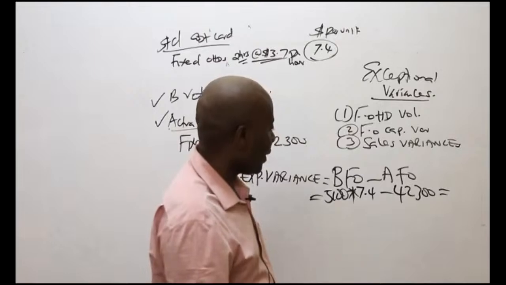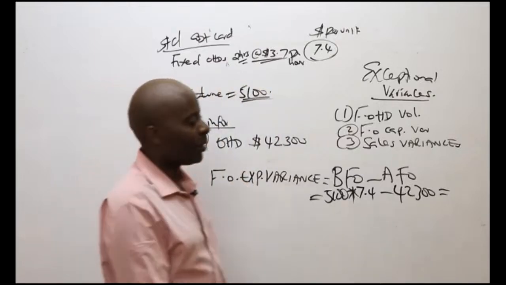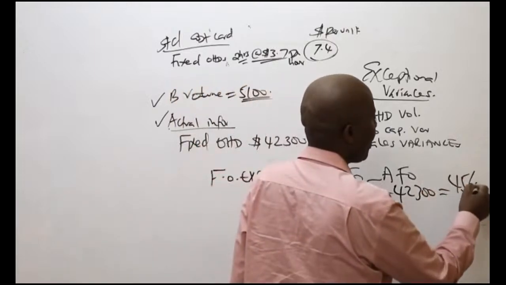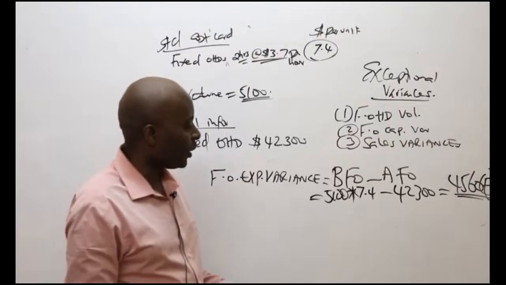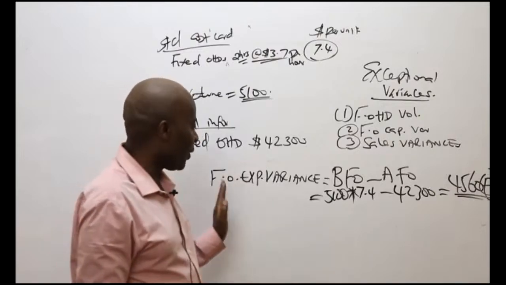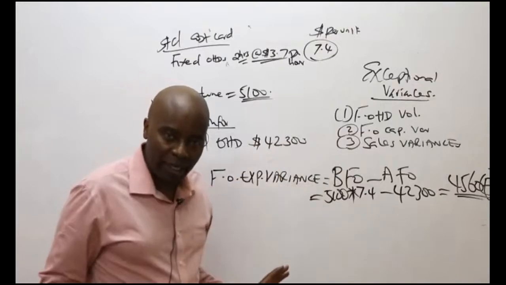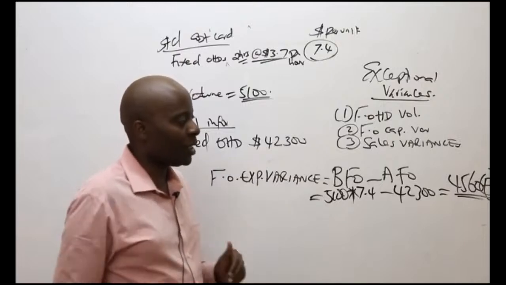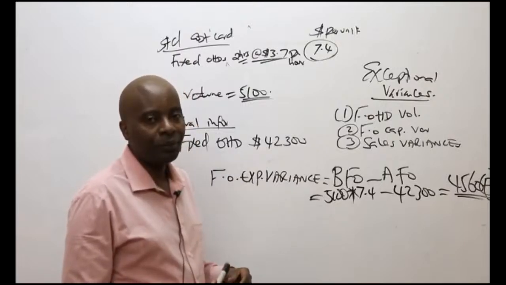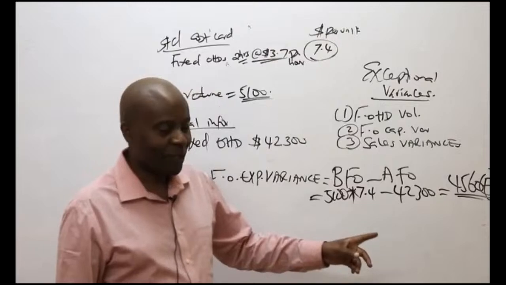So what variance are we getting? Somebody here? 4560 F. 4560 favorable. Is there anyone who got this figure? No, first of all, let's see whether this figure is correct. Remember, fixed overhead expenditure variance is not among the exceptional ones. So interpret it normally. So 4560 favorable. Is there any student who got this correctly? Because I want to send the money now.